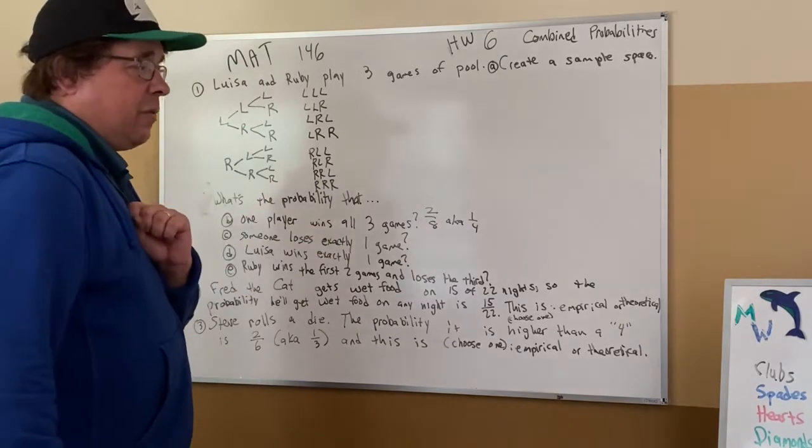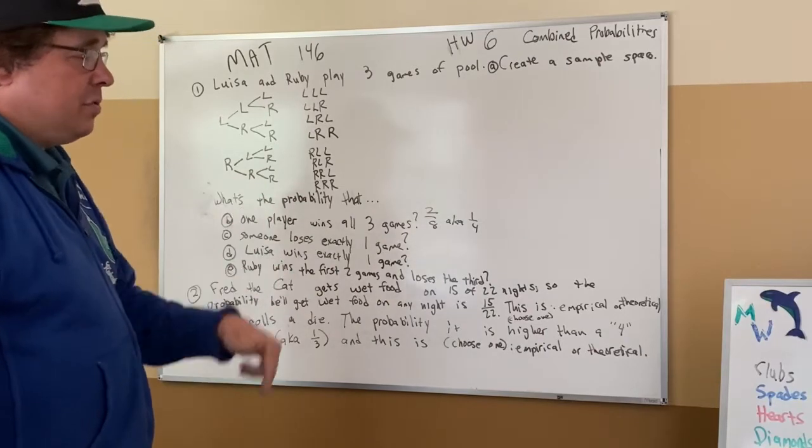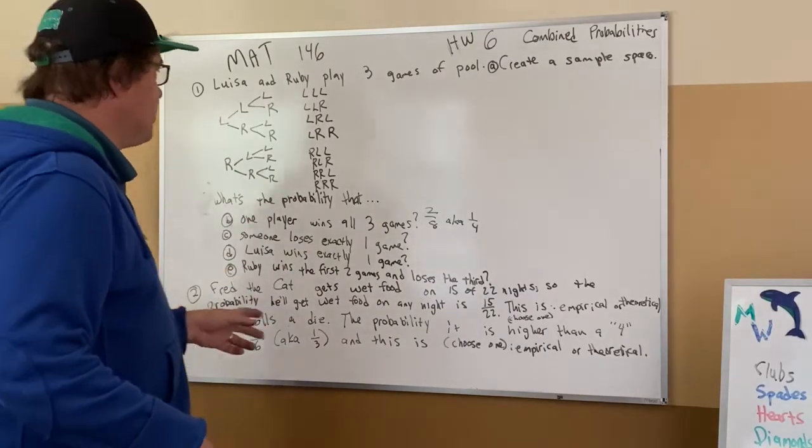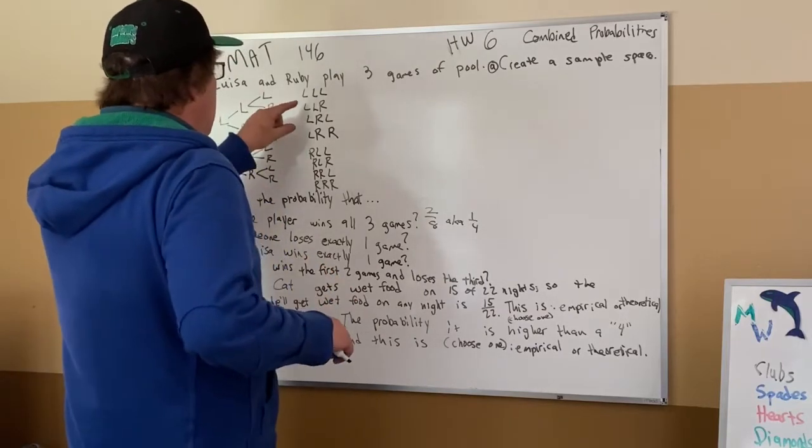Someone loses exactly 1 game. That also means someone wins exactly 2 games. So we're looking at something with 2 wins and a loss. It doesn't matter who's doing which. So somewhere where someone loses exactly 1 game.